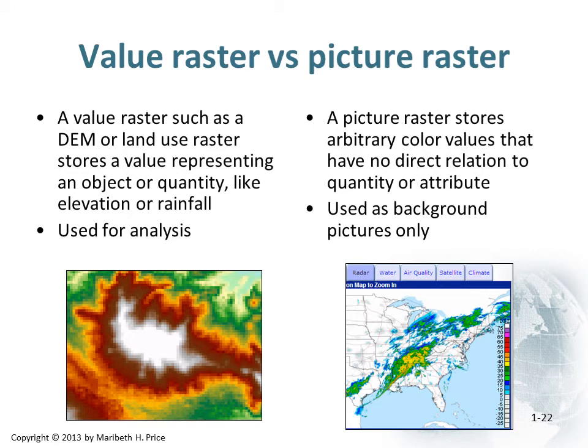If we look at value raster versus picture raster, what do we get? Value raster is all about values. What's the elevation here? What's the elevation here? What's the elevation here? Picture rasters are all about colors, and you visually interpret what those colors mean. In other words, it literally is just the colors in the picture, and you have to understand or learn or know how to interpret that.